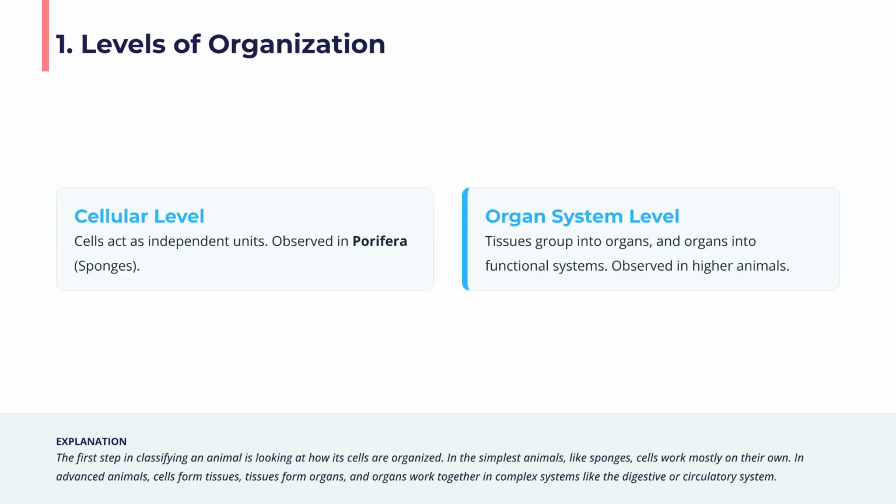The first step in classifying an animal is looking at how its cells are organized. In simple animals like sponges, cells act independently. In advanced animals, cells form tissues, organs, and complex organ systems.